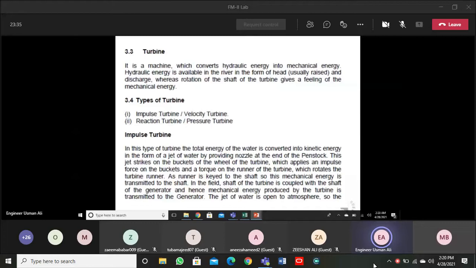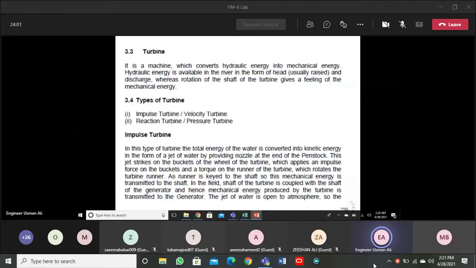So this mechanical energy is transmitted to the shaft. And in the field, the shaft of the turbine is coupled with the shaft of the generator, and hence the mechanical energy produced by the turbine is transmitted to the generator, and the generator uses it to convert it to electrical energy. If you see this diagram, this is a typical laboratory layout of the impulse turbine.